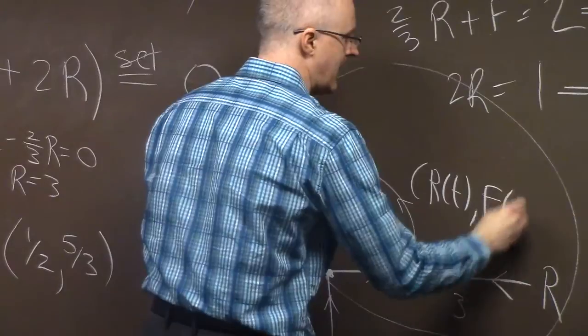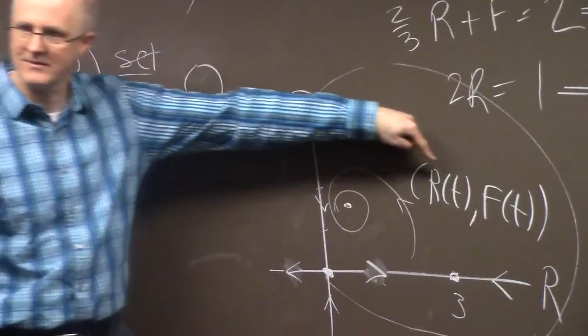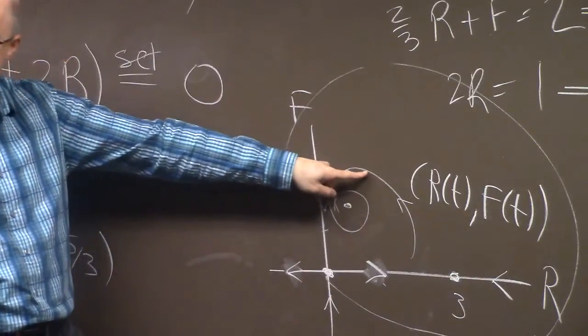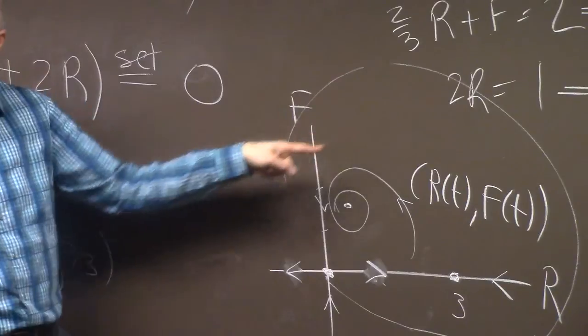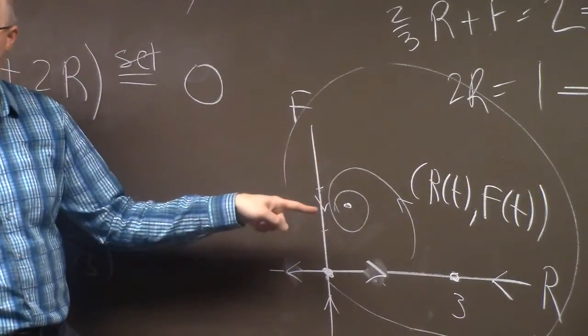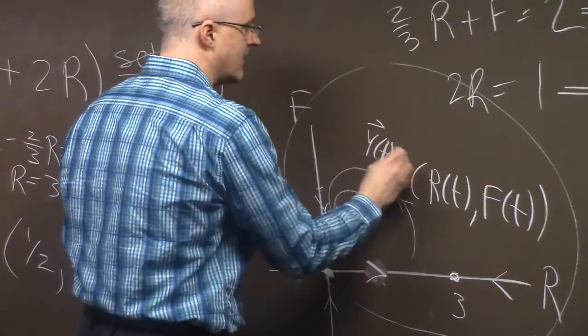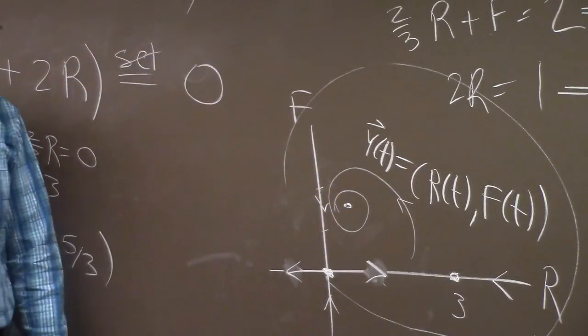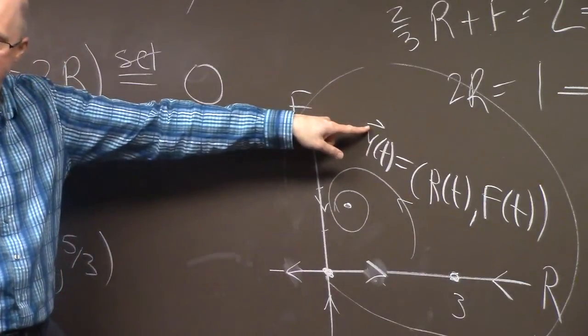R of t comma f of t. There I'm writing it as a point. And you can imagine the solution as being a moving point. The parametric curve is getting traced out as time goes by. I could also call this y of t if I liked, though here you really are thinking of it more as a point than a vector, though I will still use the vector notation.